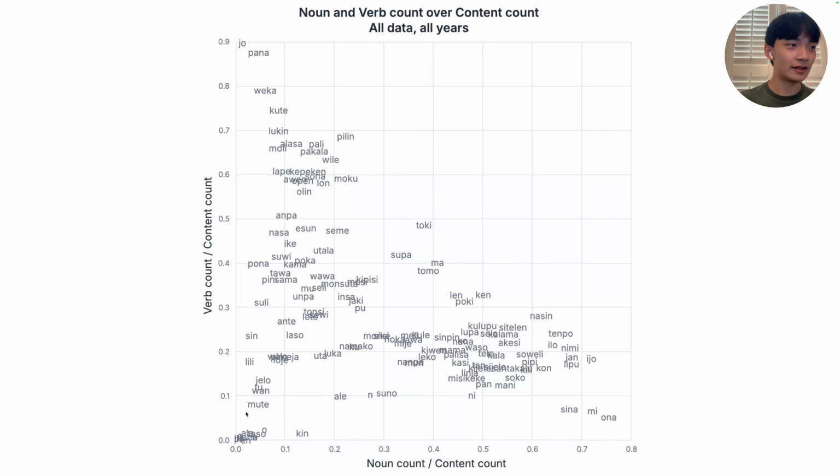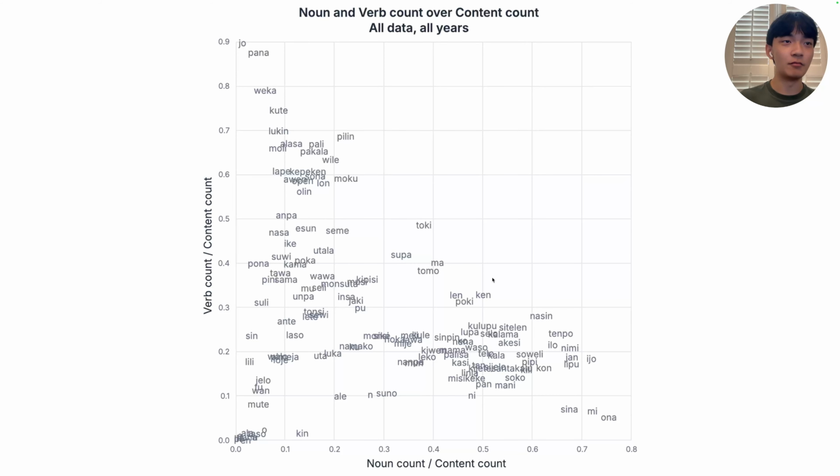So down here, we have like one, tu, and mute. So these are almost always used as modifiers, right? You would say yan mute, and it's much rarer to say yan ni li mute, those people are many, or yan wan or yan tu. These are much more likely to be used as modifiers. Then up here, we have like more verby words. We have words like alasa, lukin, pilin, wile, moku, moli. All of these are more likely to be used after li.